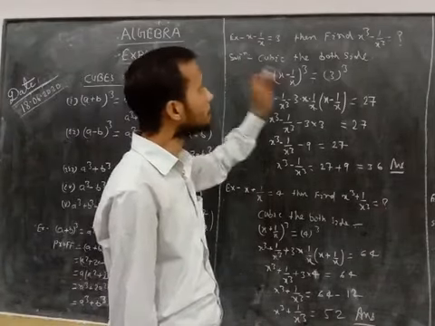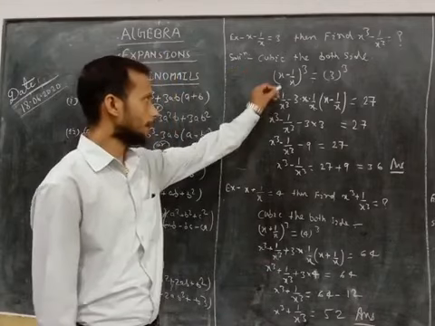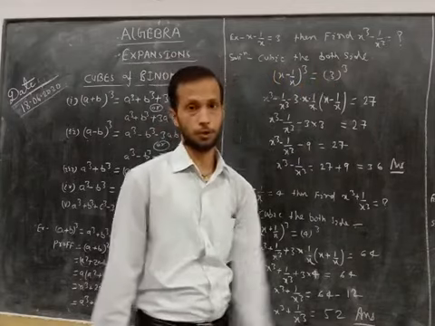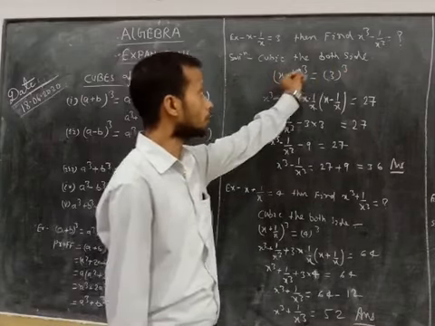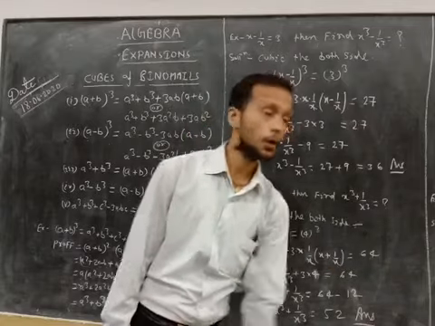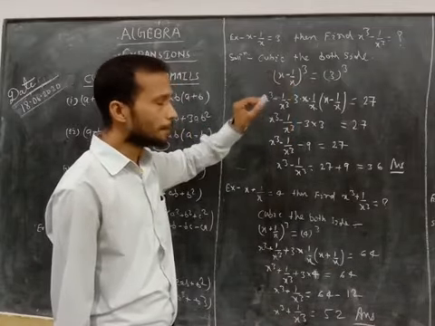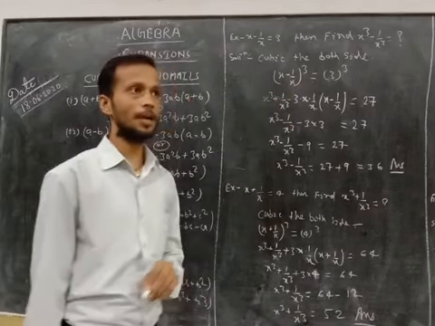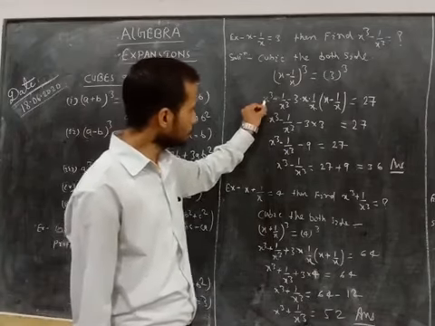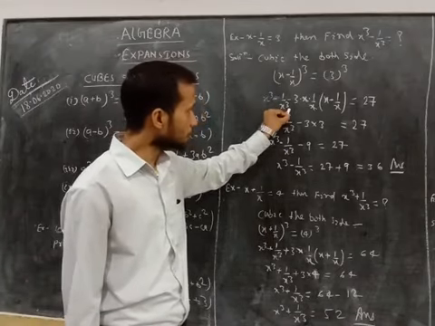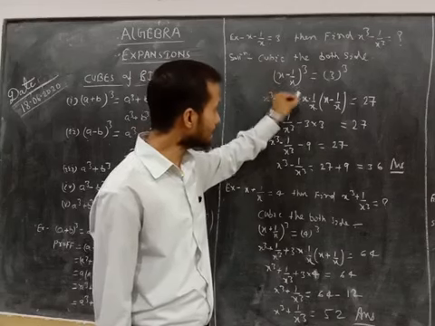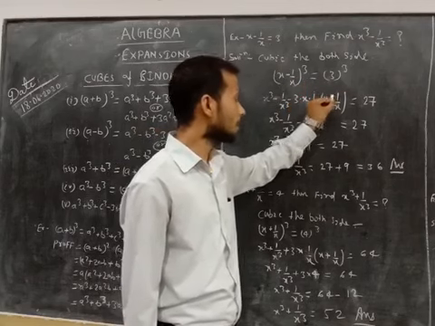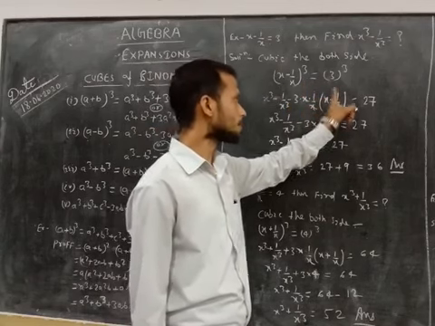First, solution: cube both sides. (x minus 1 by x) whole cubed is equal to 3 whole cubed. (x minus 1 by x) whole cubed means (a minus b) whole cubed, which is a cube minus b cube minus 3ab into (a minus b). So x cube minus 1 by x cube minus 3 into a, that means x, into b, that means 1 by x, and (a minus b), that means x minus 1 by x.